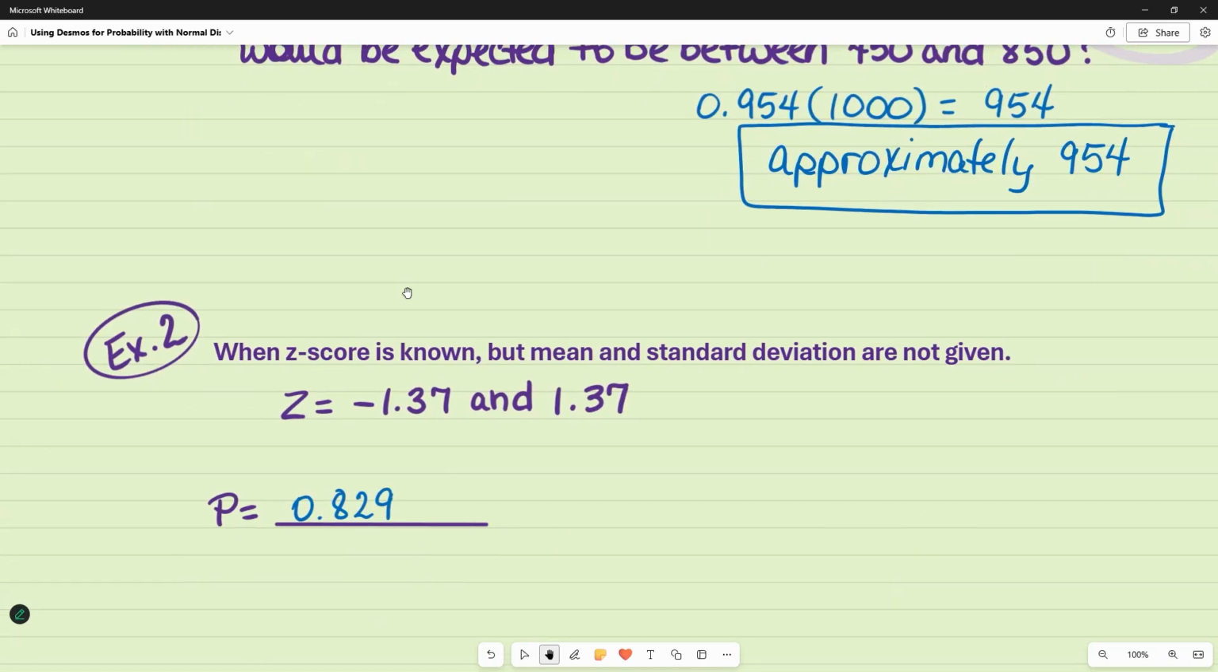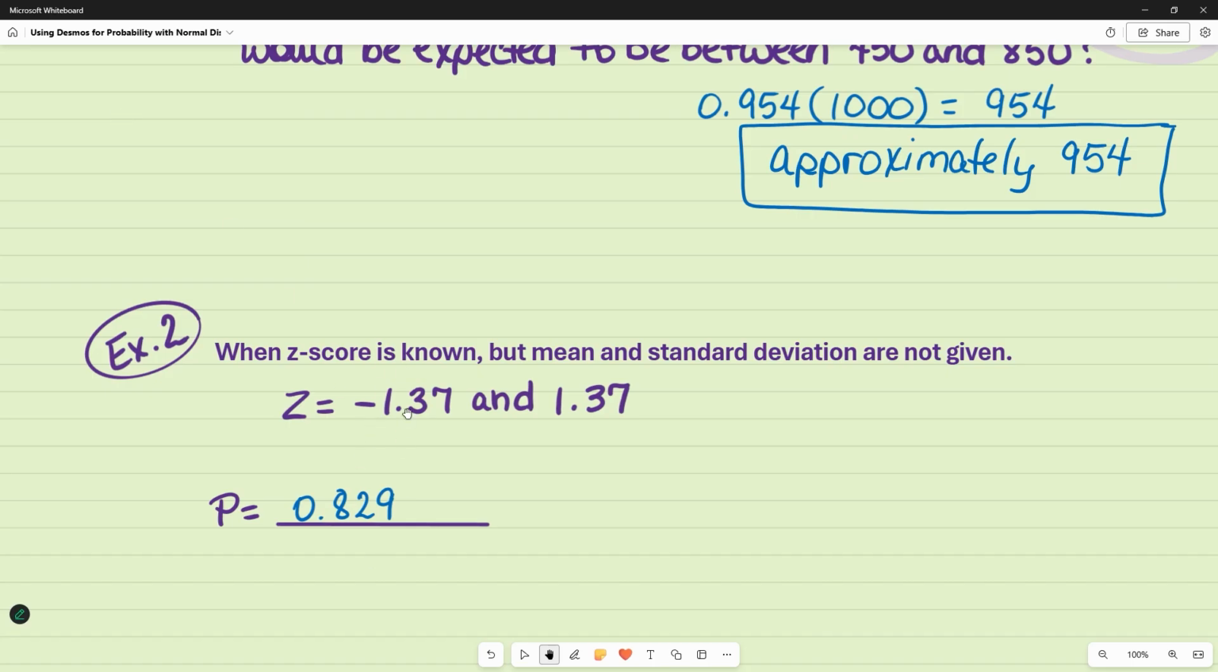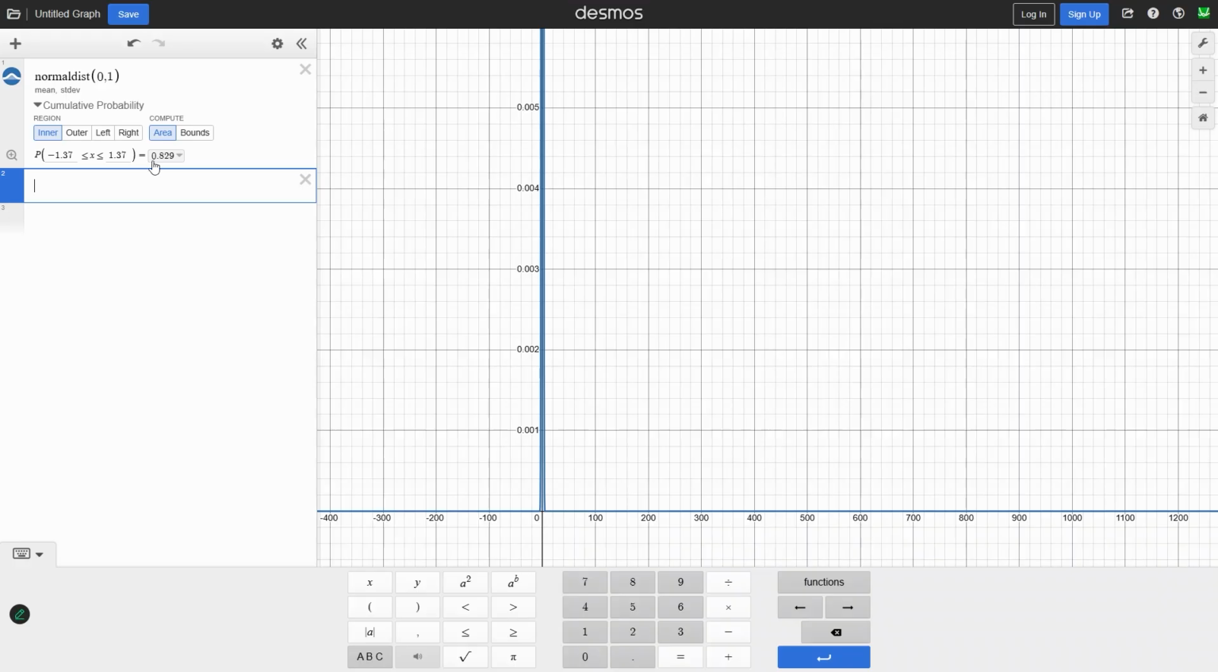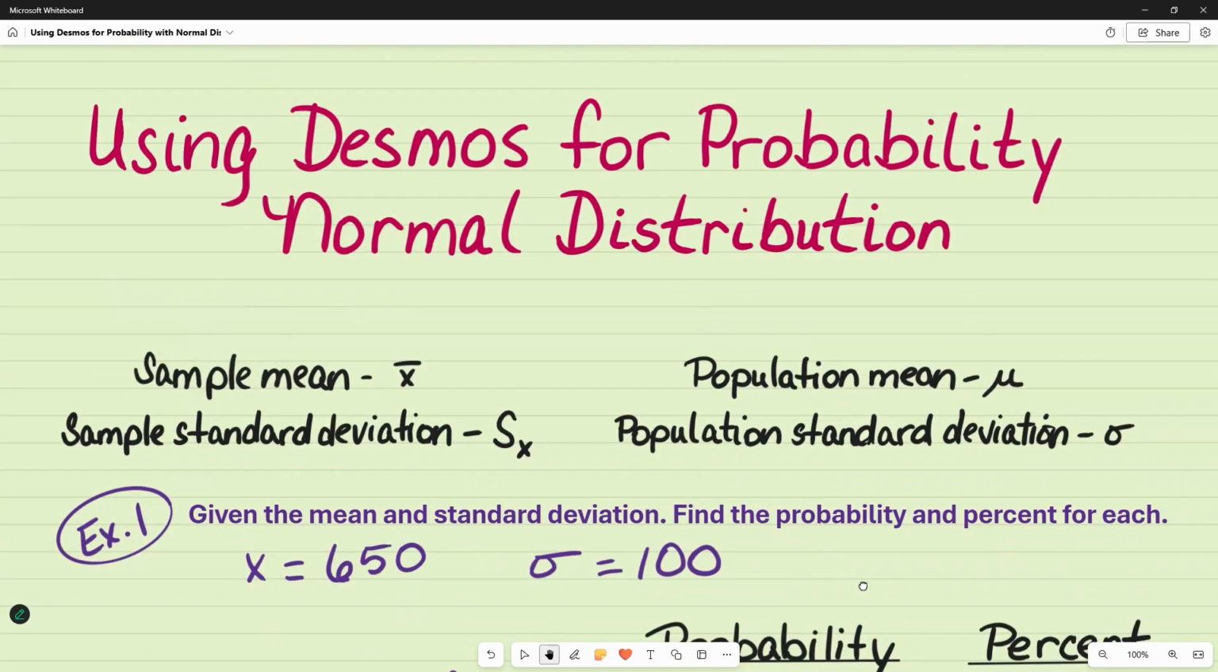And then the last example is when you have the z-score, but you don't know your mean and your standard deviation. If this is normally distributed, then we already know that the mean is going to be 0 and your standard deviation is 1. So if it's not given, just go ahead and use that information. But what was given was our z-score of negative 1.37 and positive 1.37. Again, it has to go from least to greatest. And we already know that the answer is 0.829 because I already wrote it down here for you. That is how you use Desmos for probability when you're dealing with normal distribution.